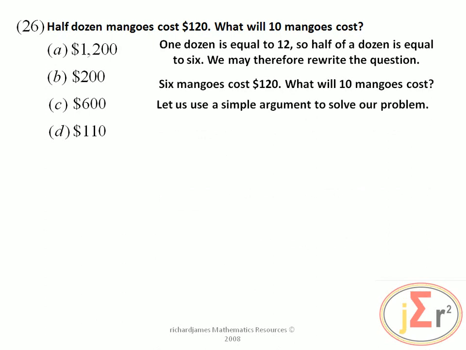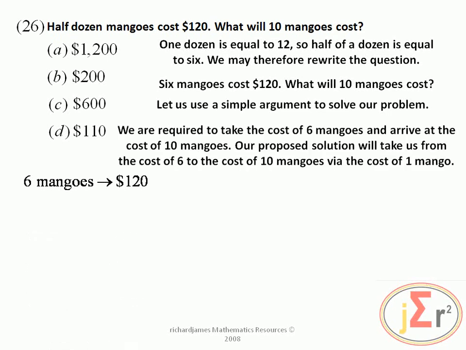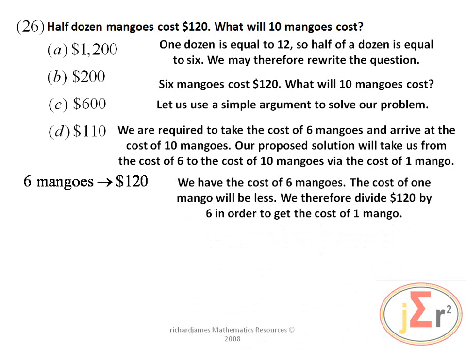Let us use a simple argument to solve our problem. We have 6 mangoes equivalent to $120. We are required to take the cost of 6 mangoes and arrive at the cost of 10 mangoes. Our proposed solution will take us from the cost of 6 to the cost of 10, but we will go by way of the cost of 1. So we are going from 6 to 10, but we are going to use the cost of 1 mango to help us.